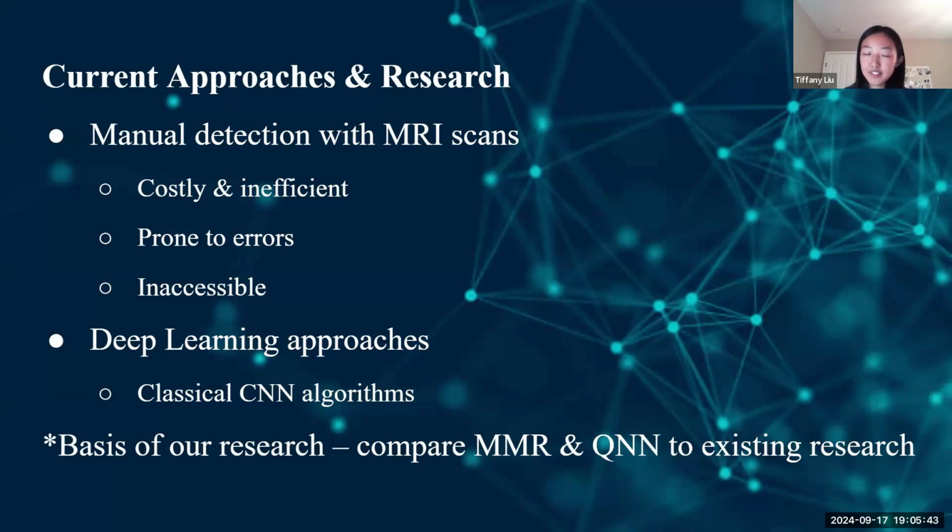So in an attempt to address these issues while also accounting for accuracy and speed, there have been a lot of recent and successful developments in deep learning approaches, specifically with CNN algorithms. And that leads to the basis of our research to see if the MMR, QCNN, and the QVT algorithms would perform better, and essentially see if introducing this quantum aspect could give us any advantage.